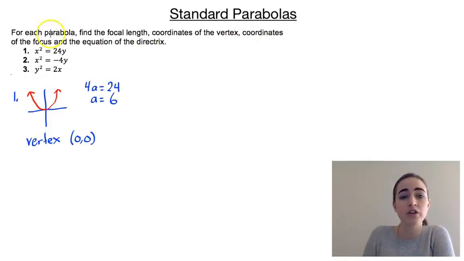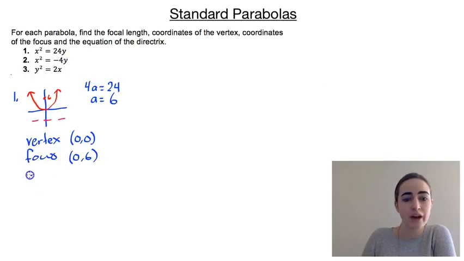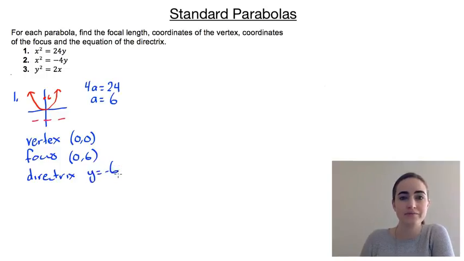Then it asks us to find the coordinates of the focus. So if we've got a vertex at (0, 0) and we have a focal length of 6, that means that our focus is going to be up here at 6. So our focus will have coordinates (0, 6). And the last one, it asks us to find the equation of the directrix. So the directrix will be going along here, and it will have an equation of y equals minus 6.